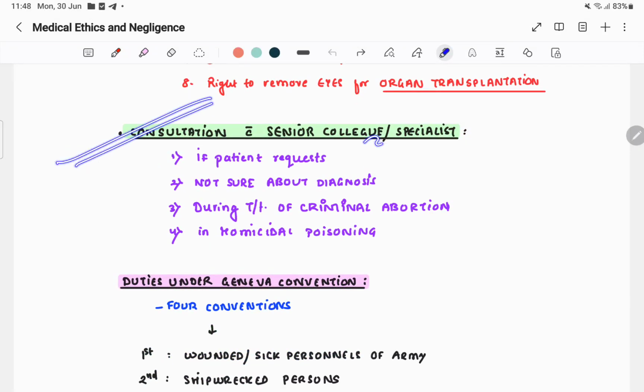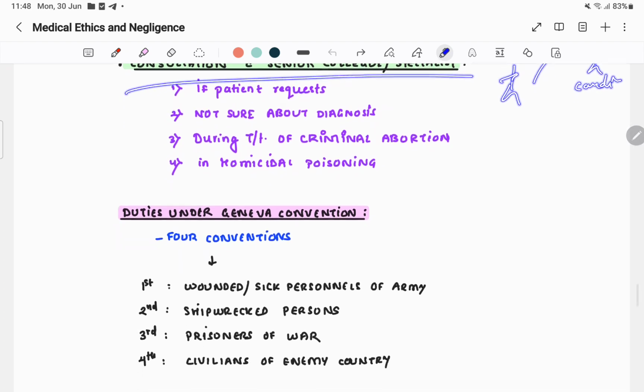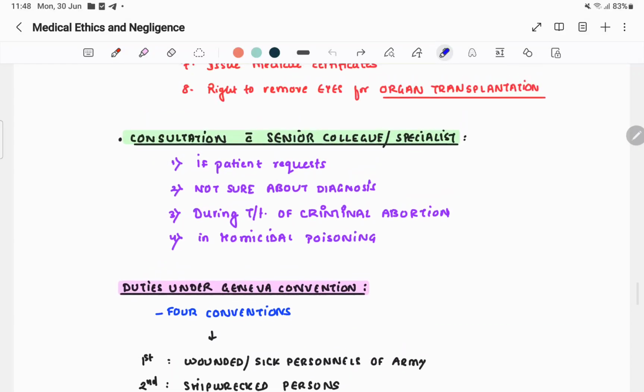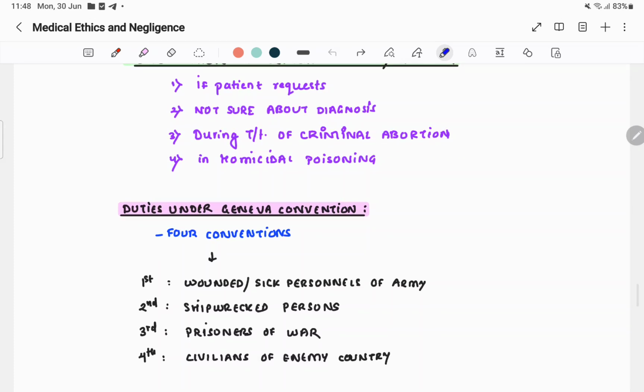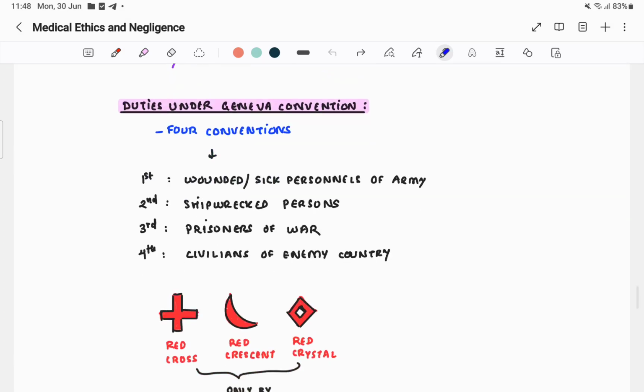Consultation. In which cases, let's say you are a doctor but you have to consult a cardiologist? If the patient requests, if the patient tells you, doctor, please consult a neurologist, a friend of yours or something, and I want his opinion also, then you have to do it. If you're not sure about the diagnosis, you can consult. During treatment of criminal abortion, you will require the opinion of another doctor. In homicidal poisoning, all of this.